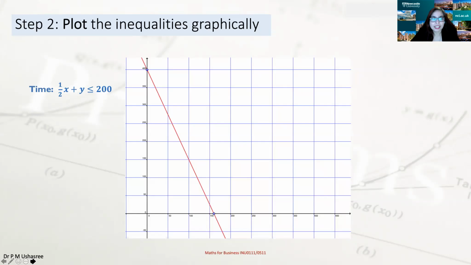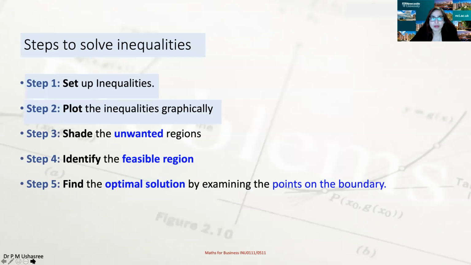Yeah. For the second equation, you do the same way as we did in the last week. Find the x-intercept and the y-intercept and join the straight lines. Good. Now, what is our step 3? Shade the unwanted regions. You have done this too in the last week, so you know how to do it.